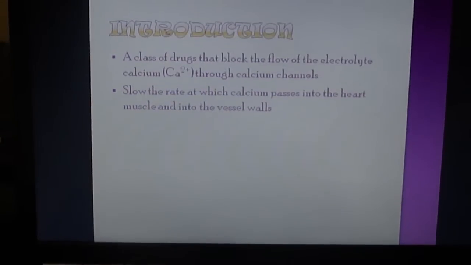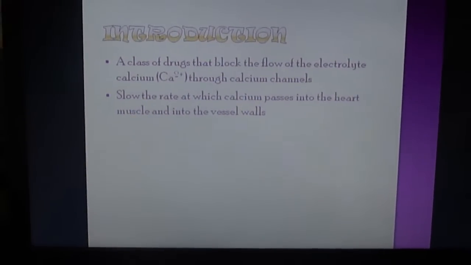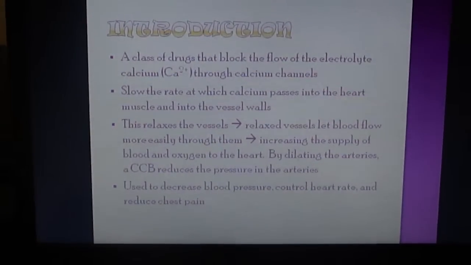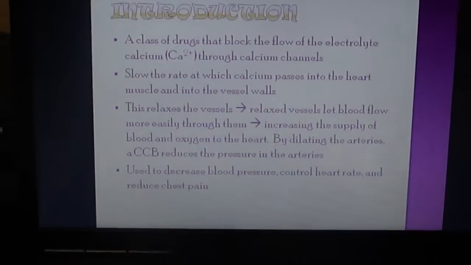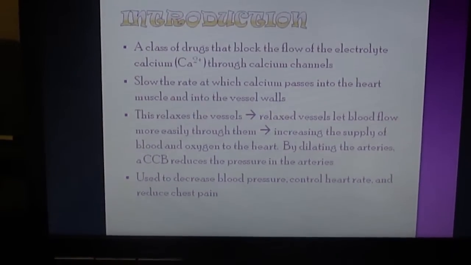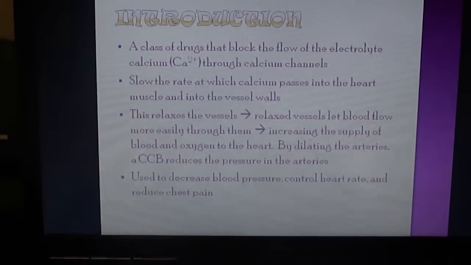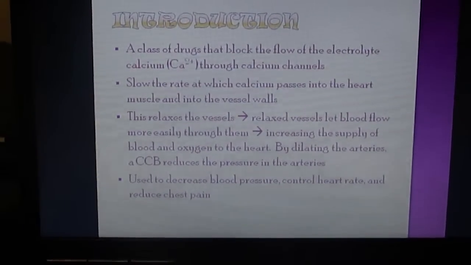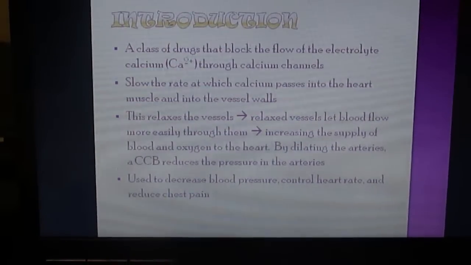Calcium channel blockers are a class of drugs that block the flow of the electrolyte calcium through calcium channels. They slow the rate at which calcium passes into the heart muscle and into the vessel walls. This relaxes the vessel, and this relaxed vessel lets blood flow more easily through it, thereby increasing the supply of blood and oxygen to the heart.